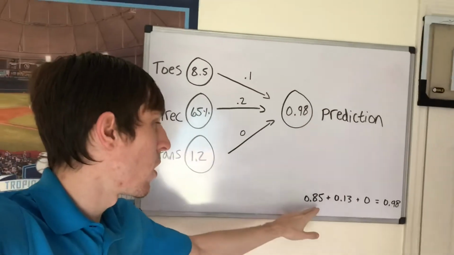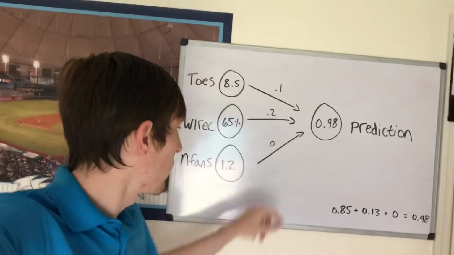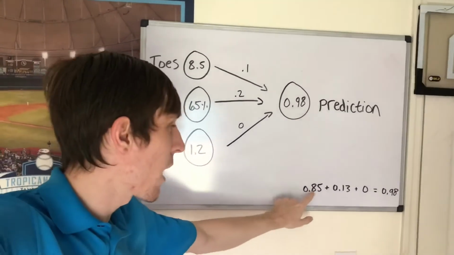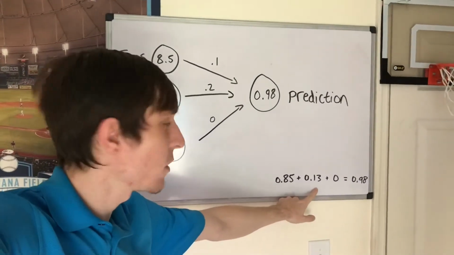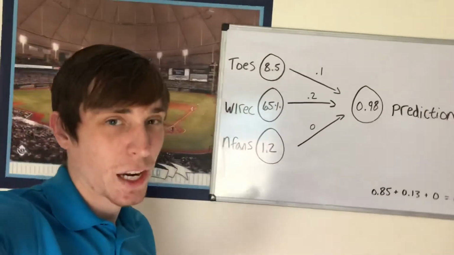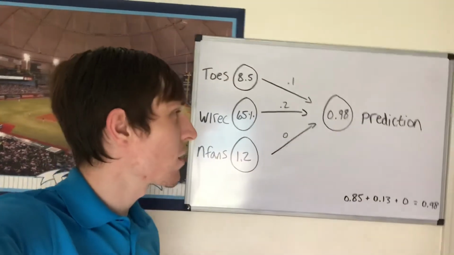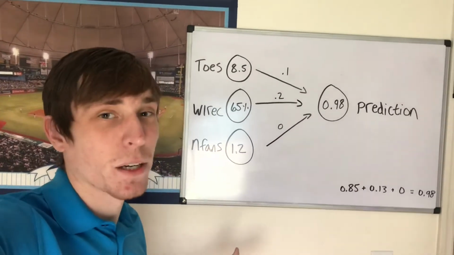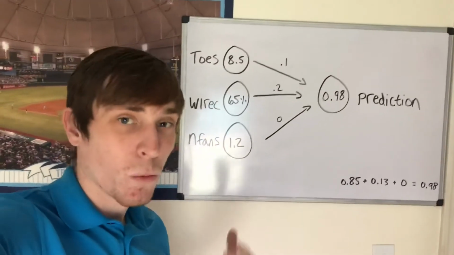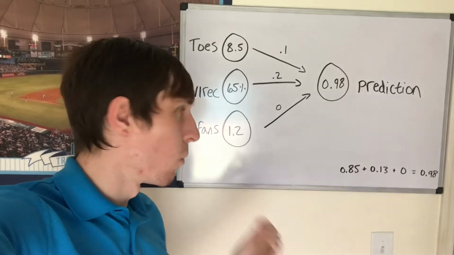Okay? So all we have to do is add up this prediction plus this prediction plus this prediction, which gives us 0.85 plus 0.13 plus 0 gives us a 98% chance of winning. This is just the basics pretty much of taking multiple inputs and wanting the neural network to give us 1 prediction.